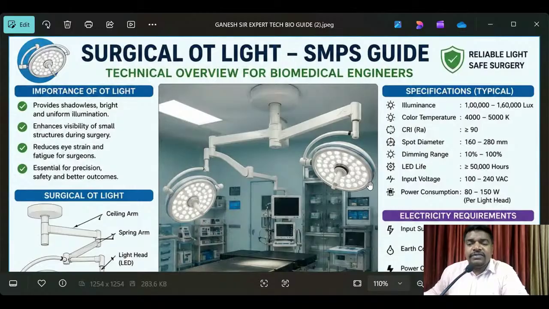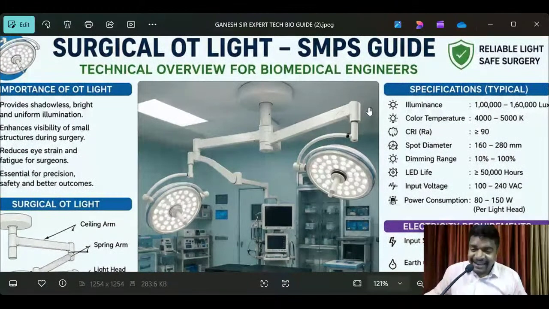Now this is the second slide of this live session: the surgical OT light SMPS, switch mode power supply. I'm going to cover the importance of the OT light, read it pin to pin and show you, and this information will be very helpful in your day to day life. Please keep quiet, close unnecessary noise, keep your mobile muted, and concentrate on what I'm saying. I'm taking this very seriously, so listen carefully.